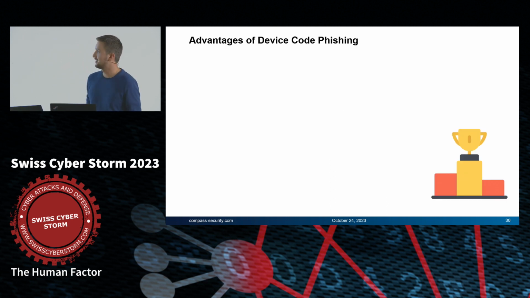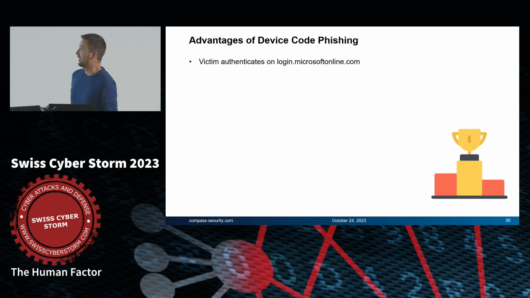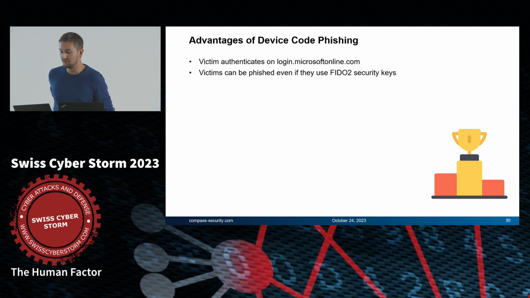So just a quick recap, what are the advantages of device code phishing? The victim authenticates on the real IDP site, so the HTTPS will be fine. There's nothing fishy going on there, right? We're also able to phish people that use things like YubiKeys because they authenticate on the right site. And I think this is awesome.